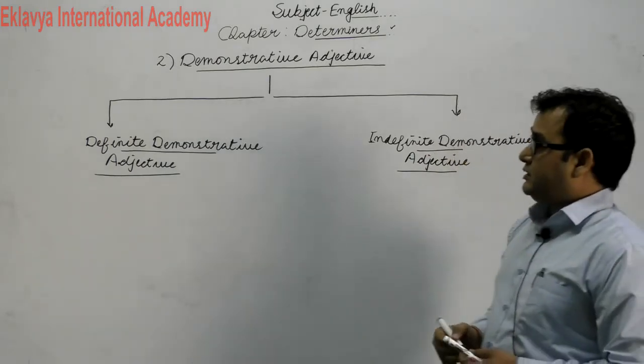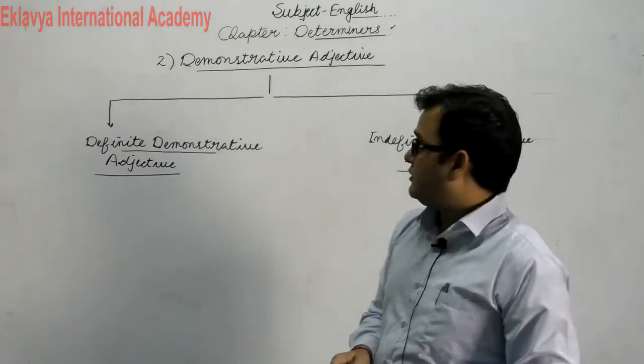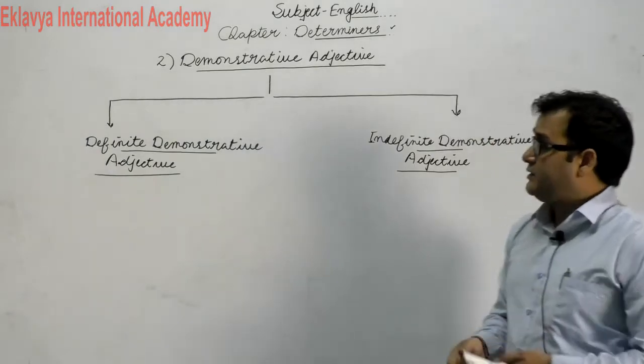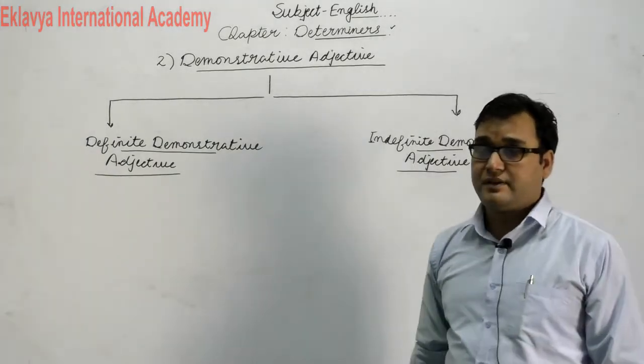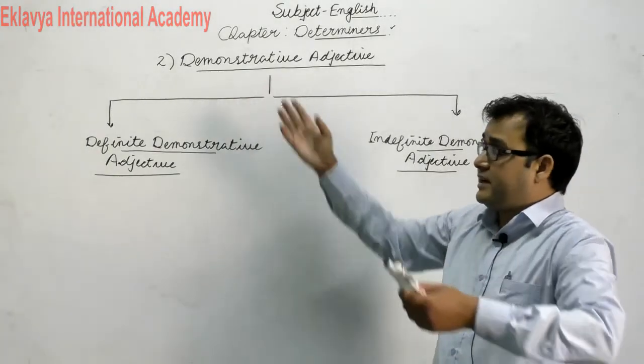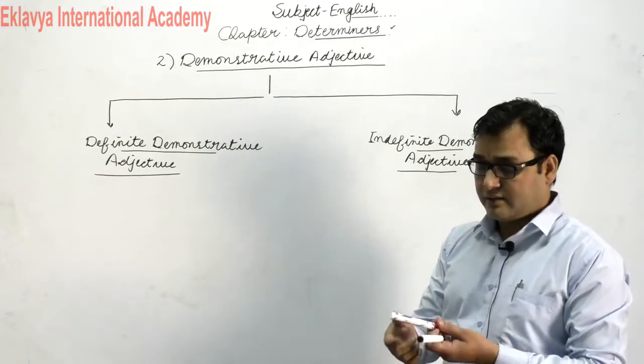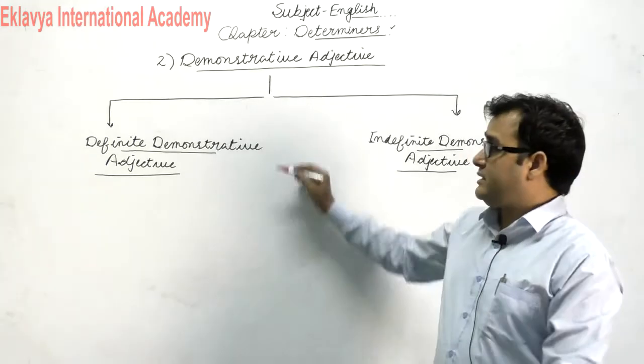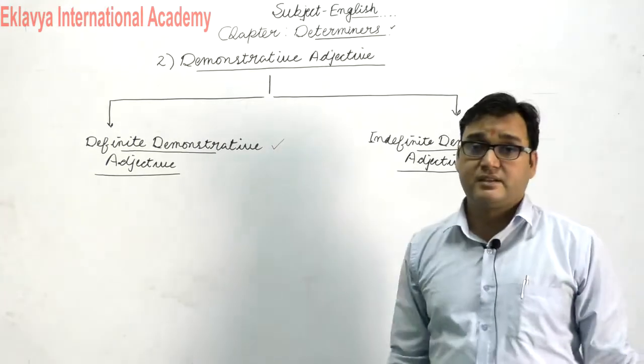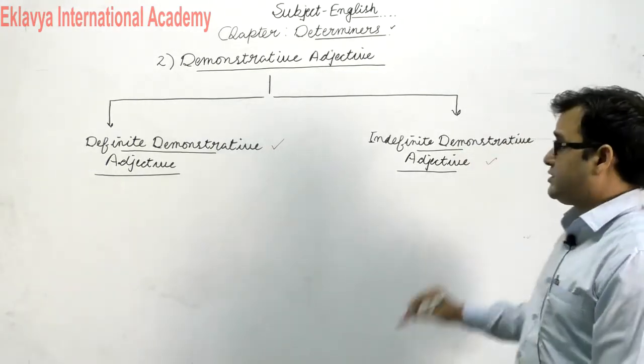So let's speak about these words first of all. In section number second, as per the classification of determiners, the point number second, just after article determiners, is about demonstrative adjective, students. So demonstrative adjective is of two kinds. The first one is definite demonstrative adjective, and the next one is indefinite demonstrative adjective.